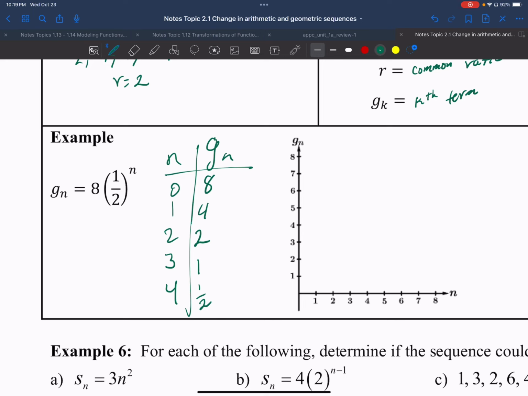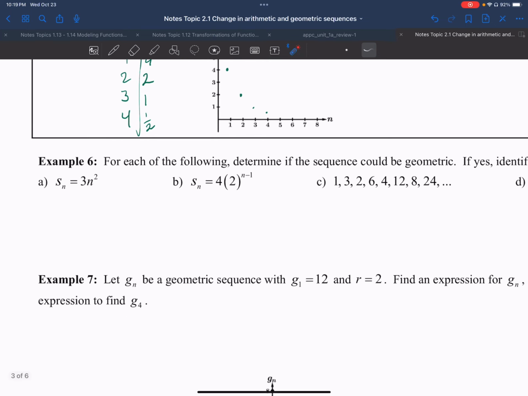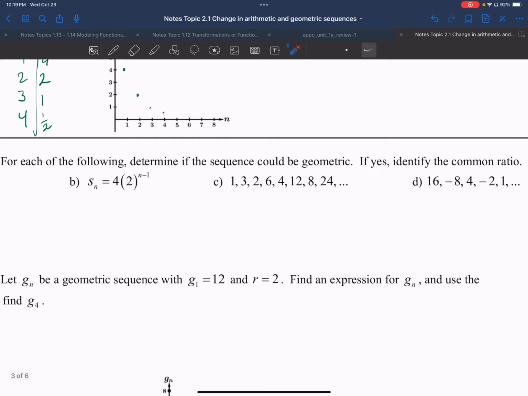Now that I have my table, I am ready to start plotting the points. So the first one will be 0, 8. The second one will be 1, 4. The next one will be 2, 2, 3, 1, and 4 and 1/2. Again, we can see the exponential decay shape of the graph. If we were to connect the points, again, do not connect them because they are not continuous, like we said earlier.